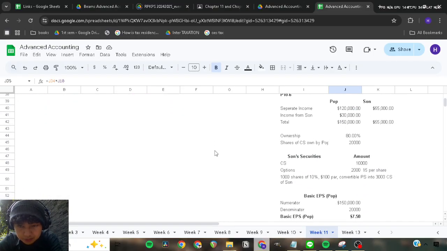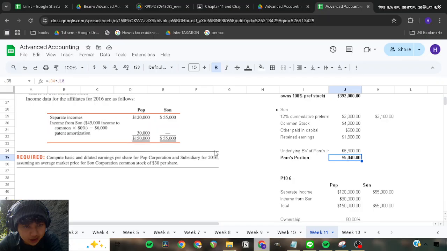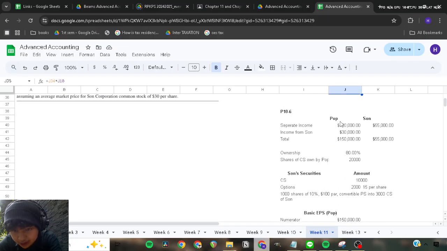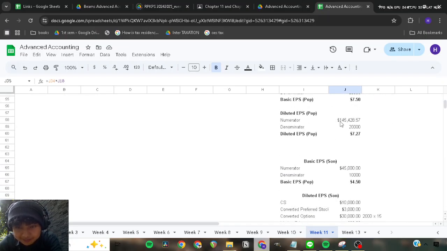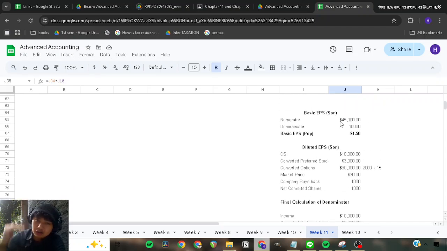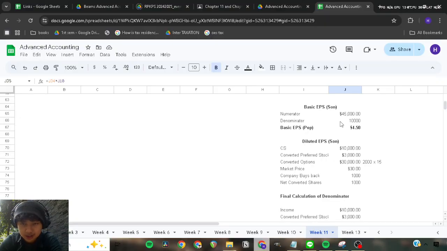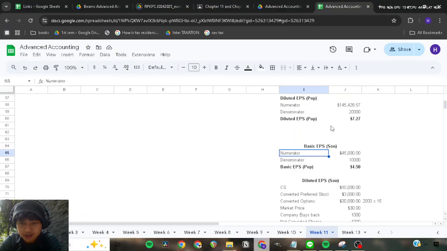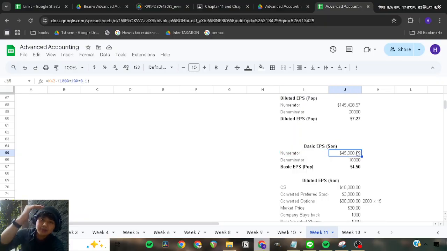And so we are told to calculate the EPS for the parent and subsidiary, POP and SUN. And this is how I calculate it. I'm going to start with the SUN, the subsidiary, and then I'll go up to the POP because some of the calculations on the POP's EPS use information on the SUN's EPS. So yes, I'll begin from the SUN first. So we begin with calculating the numerator. Numerator is the thing on the top, if you know a dividing formula, numerator is on the top, denominator is on the bottom.